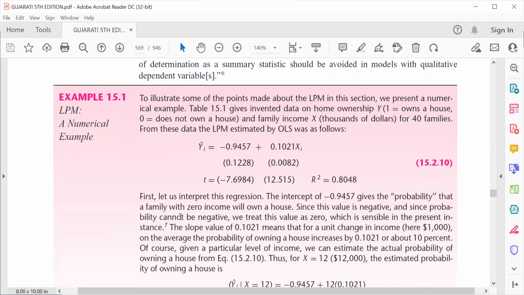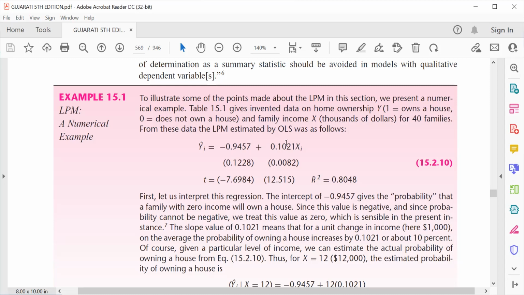Let us interpret the regression. The intercept coefficient is minus 0.9 something. This is the probability that a family with 0 income will own a house. Since the value is negative, and probability cannot be negative, we treat this value as 0.